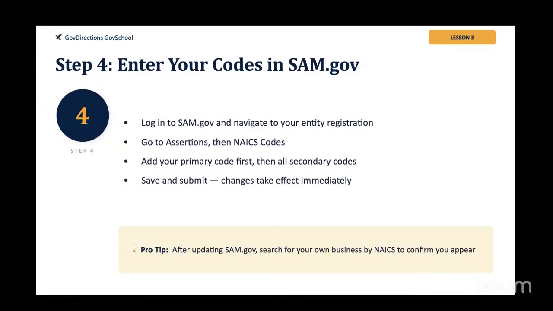If you have bid and you missed something like that, usually the contracting officer gives you a few days to get in there and make that change so that you do qualify for the small business status. Pro tip: after updating, search your own business by NAICS to confirm you appear. You'll do that in DSBS, the Dynamic Small Business Search System. You can do it there, or in SAM.gov when you're logged in. You've got to be logged in. You can search the NAICS and you should appear in that order.